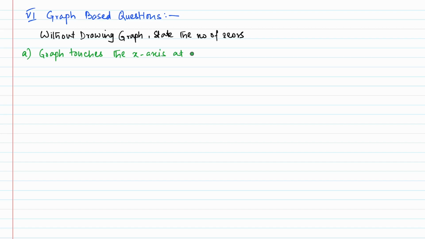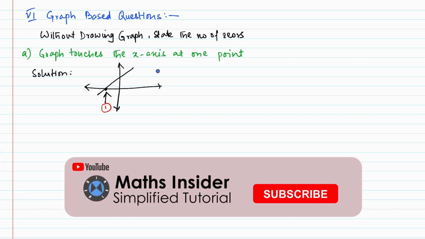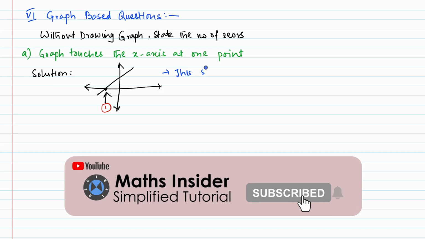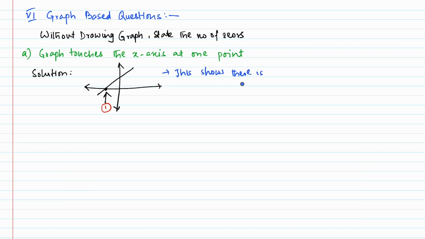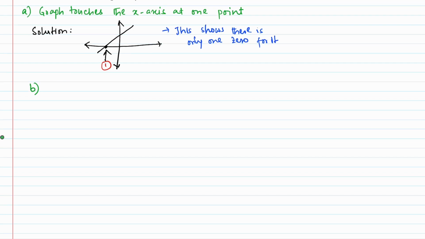So let's take example 1 or A. Graph touches x-axis at one point. Solution: you can just do a rough work. If I take a straight line touching only the x-axis, it has only 1 zero because it is only touching the x-axis at one point. So this shows there is only 1 zero for it. Mainly it will happen for the linear polynomial.